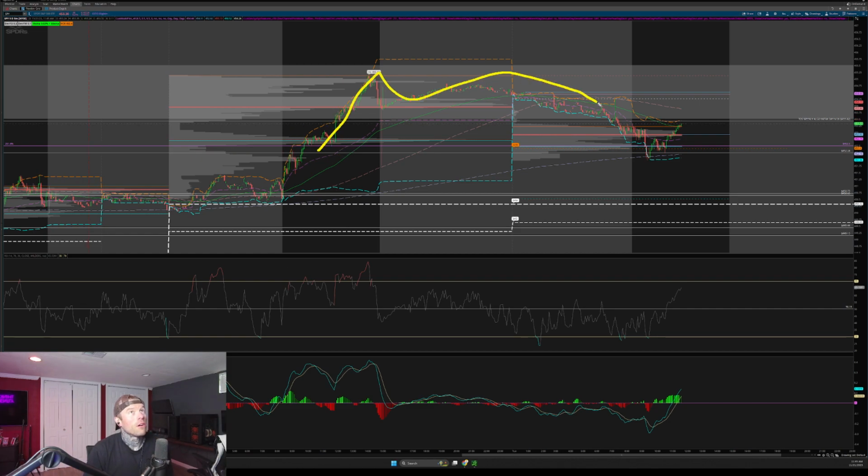So what do we wait for? Well, a back test of that level to continue higher to finalize the target of 455.50s, and that will fill that gap. And that's going to be the ending of the long for me. I don't know what it's going to do after that. I could squeeze all-time highs, doesn't matter to me. But my long ends right there at 455.50.